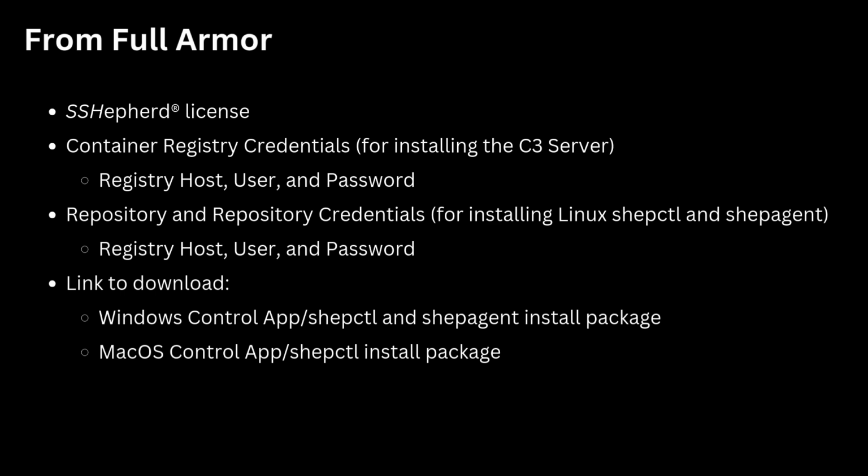Your Full Armor contact will get you the Shepherd license, container registry credentials, repository credentials, and the link to download the Windows and macOS install packages.